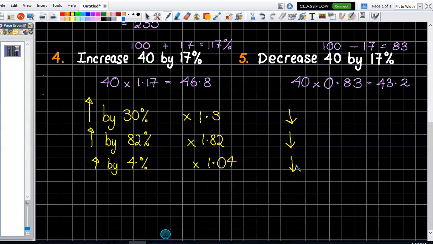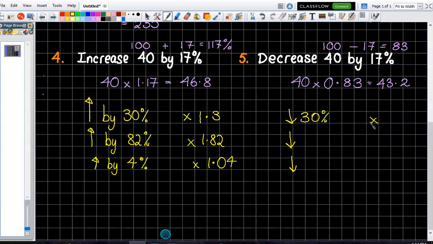Now when you get home tonight, you're doing a little bit of homework, you might forget some of this. So that's why you're going to go to this summary page. You can go back and have a look. What did I do when I had to increase? All right. If I want to decrease by 30%, what would my multiplier be?